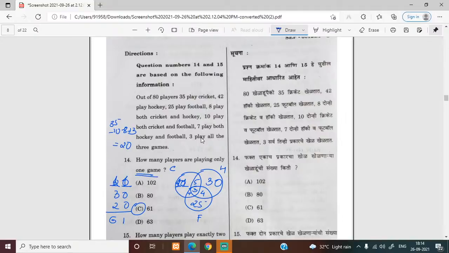So only cricket is being played by 11 members. Okay. While other 5 people are there who are playing cricket and hockey. 3 are playing all the games. 7 are playing cricket and football. But only 11 people are playing only cricket. Right? Let's look at the next question.